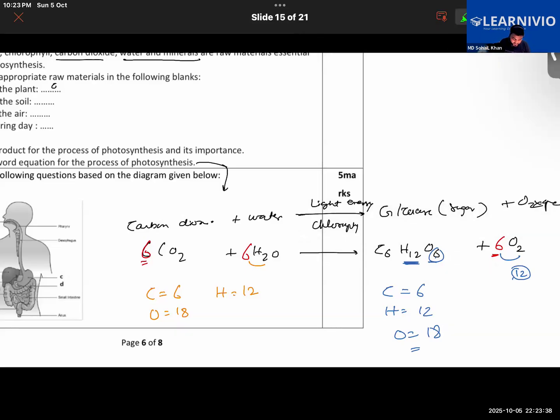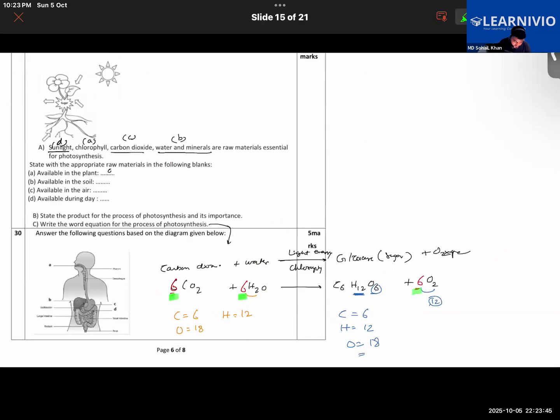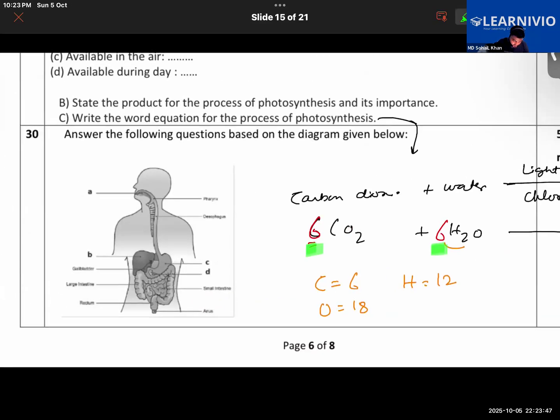So in order to balance this equation, we have put coefficients at three different places: 6 here, here, and here. Okay, Halima? So answer the following question based on the diagram given below.